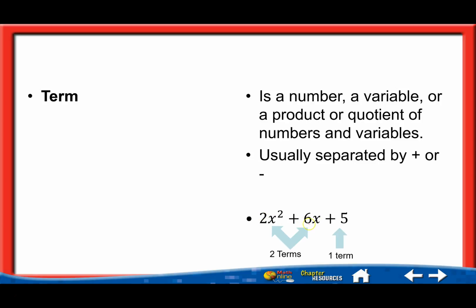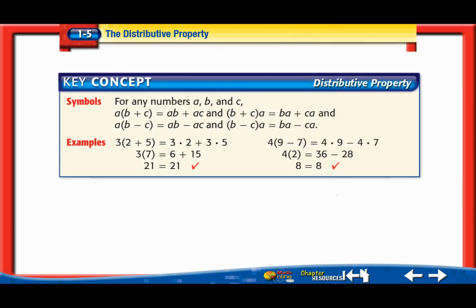So terms are separated by a plus. This could be a minus. This could be a minus. Doesn't matter, plus or minus. If they're multiplied together, yeah, those are terms.